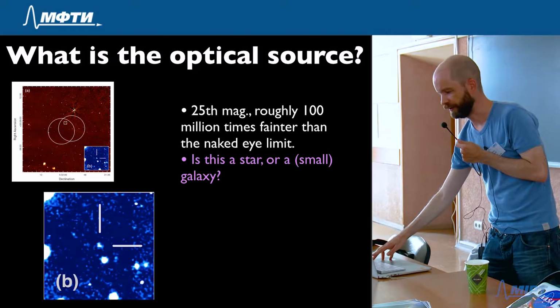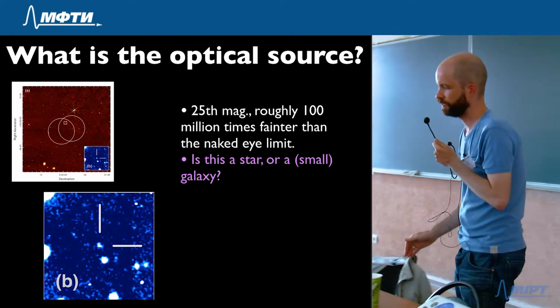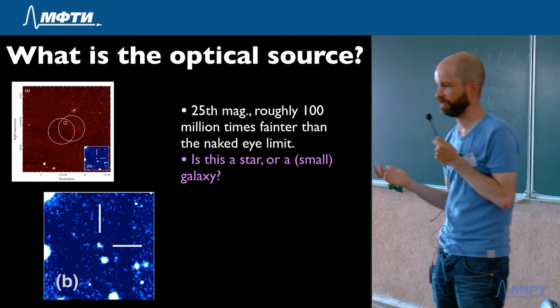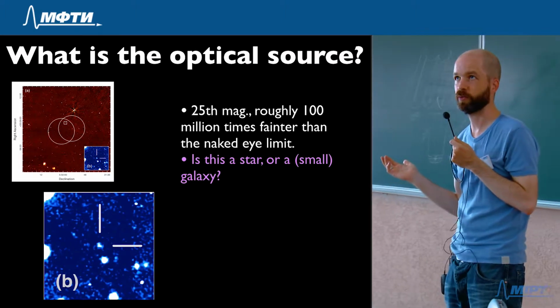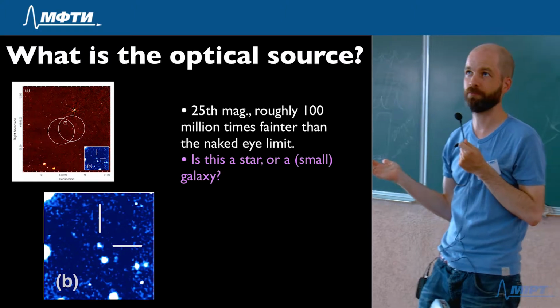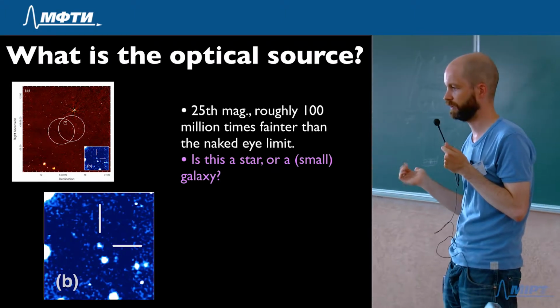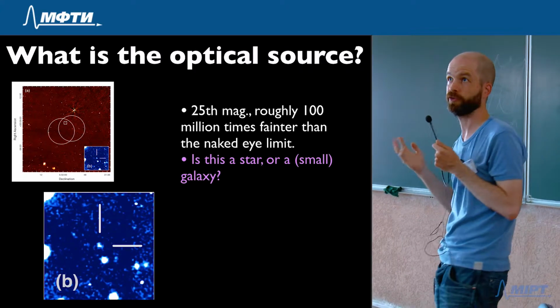And this was done with the Gemini telescope, because you need to determine what is the nature of this optical emission that's associated with the position of the radio burst. It's quite challenging because this optical emission is 25th magnitude, so that's just barely detectable, even for a fairly large telescope like Keck or Gemini. And what you ideally want to do is do spectroscopy, right?